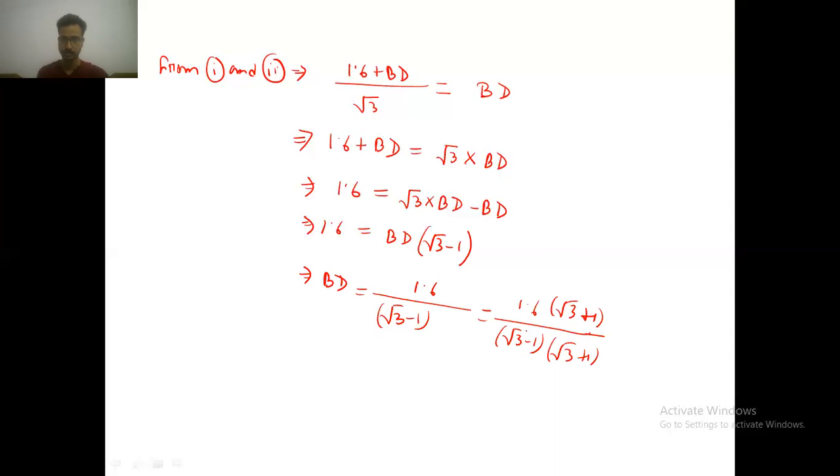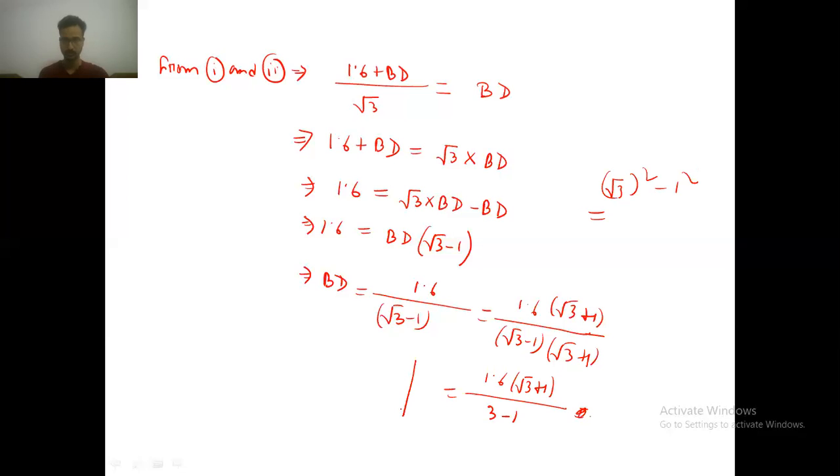Now see, it is in the form of a minus b into a plus b. So it will be 1.6 into root 3 plus 1 in the numerator. It will be a minus b into a plus b, so the denominator will be root 3 squared minus 1 squared, that is a squared minus b squared. Root 3 squared is 3 itself, so 3 minus 1.